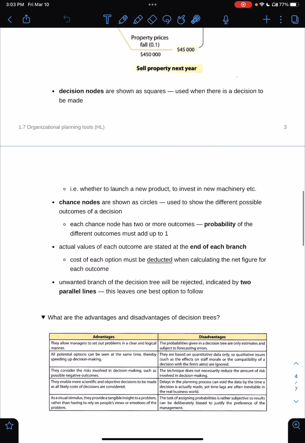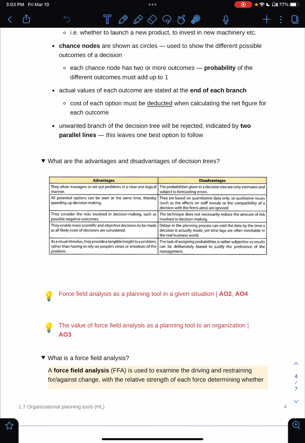So the advantages and disadvantages of a decision tree are put here, but essentially a decision tree allows managers to consider different options and the potential outcomes and the likelihood of each outcome. And this allows them to make the best decision, but also to consider the risk involved in each decision. However, the disadvantage is that the probabilities given in a decision tree are only estimates and are subject to forecasting errors.